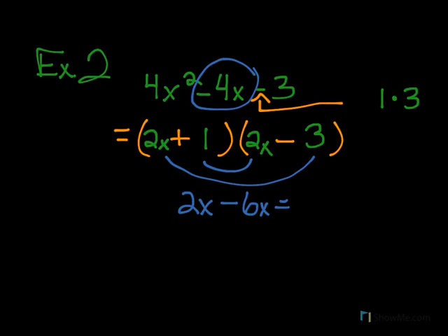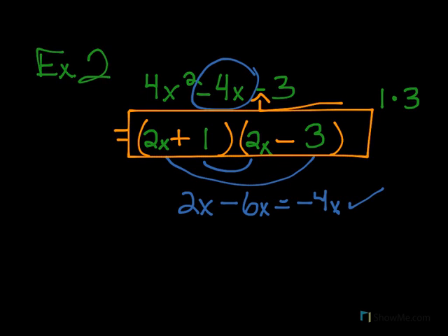and this will give me negative 4x, which is true. Okay, 2x minus 6x is negative 4x, so that's what I wanted. So this is my factor form for example 2. 2x plus 1 times 2x minus 3. That's it. That's the binomial. Okay. Again, it was perfect because it gave me the right numbers.